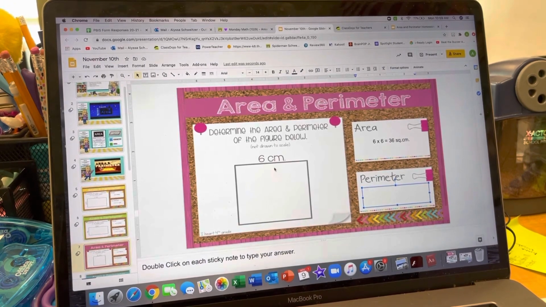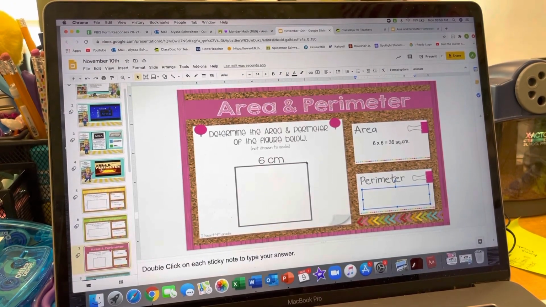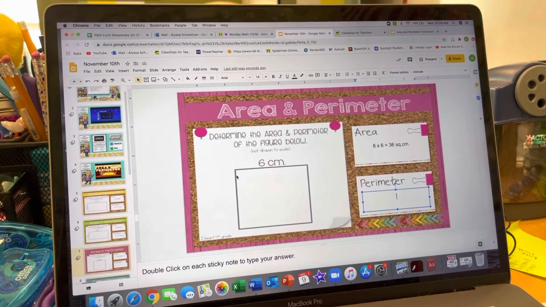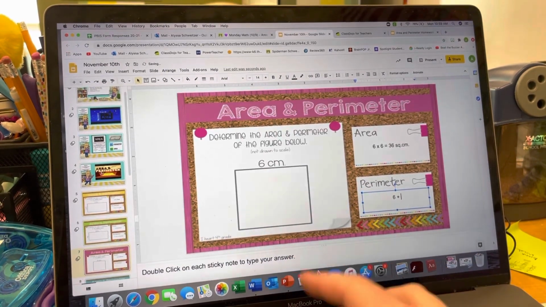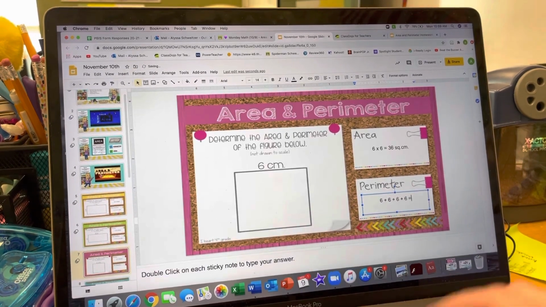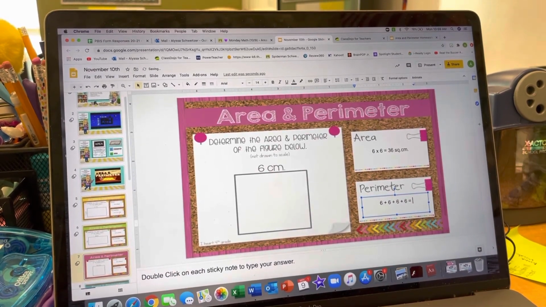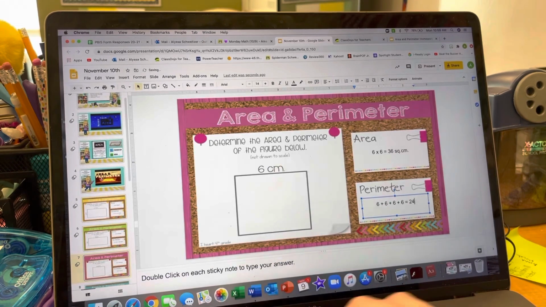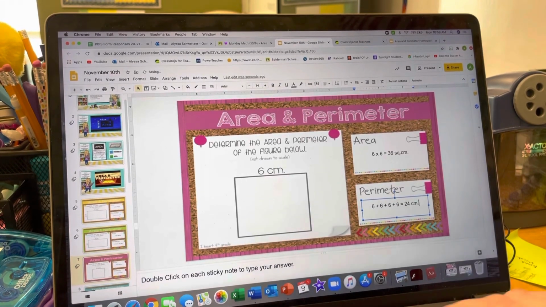Now for the perimeter, we got to add up all the sides. 6 plus 6 plus 6 plus 6. So there's 4 sixes because there's 4 sides and each side is worth 6 centimeters. And that equals 24 centimeters.